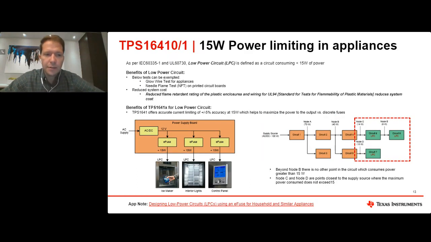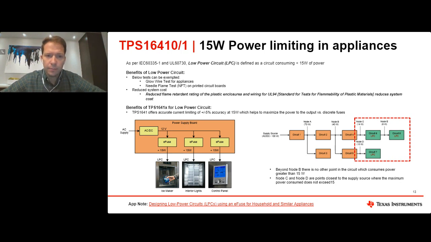Cool. So to dive in a little bit deeper on 15-watt power limiting in appliances, as per the IEC 60335-1 and UL 6730, a low power circuit is defined as a circuit that consumes less than 15 watts of power. So what really are the benefits of having a circuit defined as this? Really what it comes down to is anything below 15 watts is deemed as a low risk of fire.